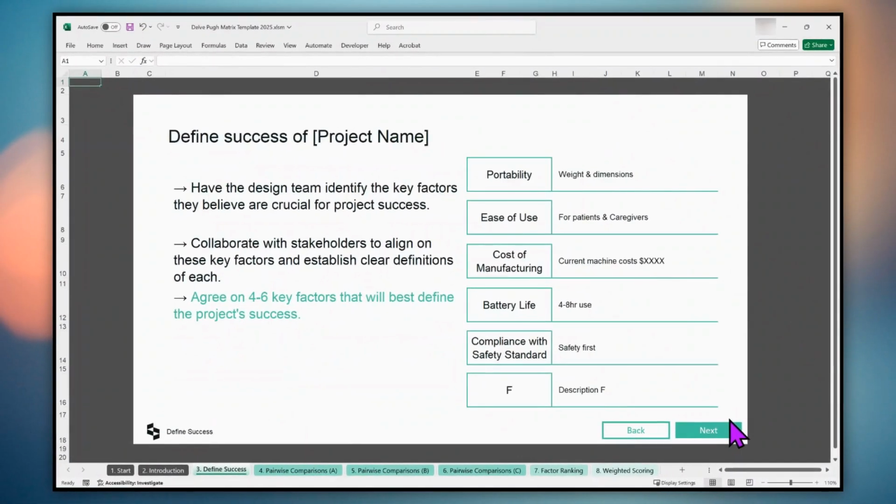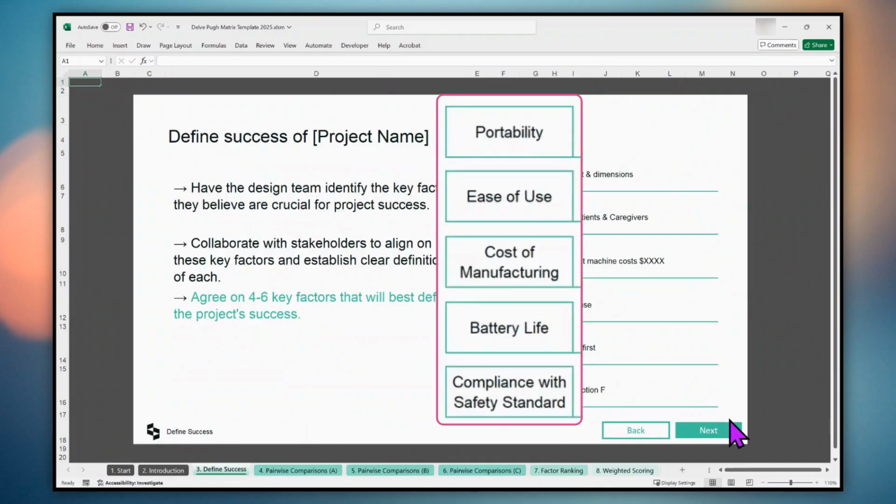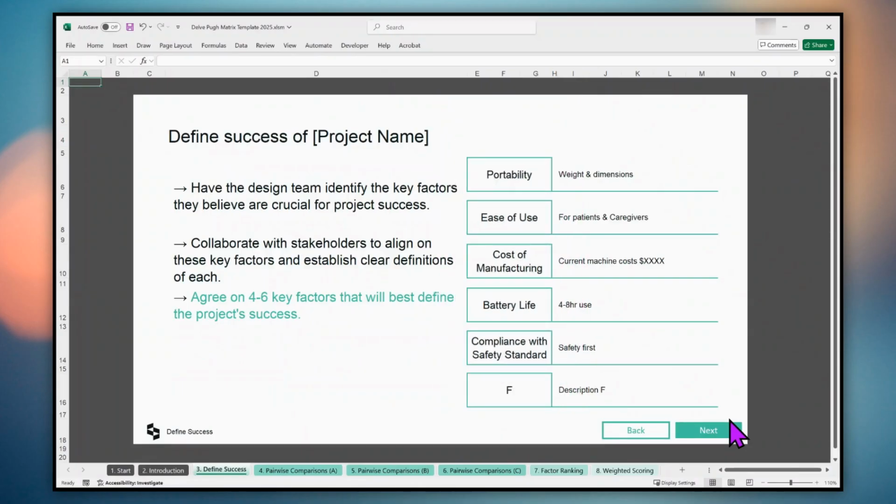On this page, we're outlining what success looks like for our project. Our goal here is to identify different factors that can be used to evaluate our processes. For our portable dialysis machine, we've chosen these 5 factors: portability, ease of use, cost of manufacturing, battery life, and compliance with safety standards. Next to each factor, there's a space for notes to further clarify what each term means.